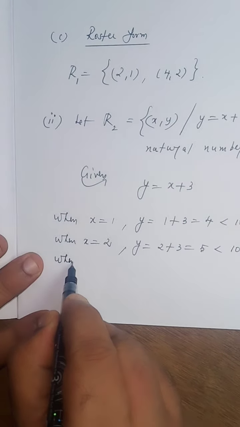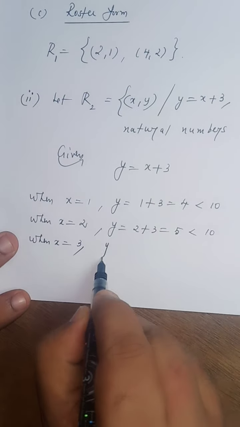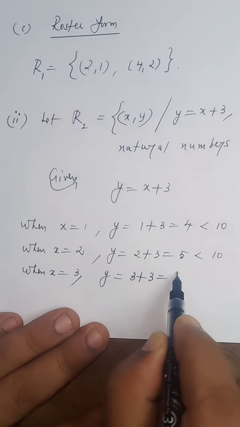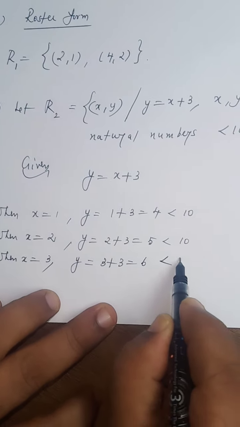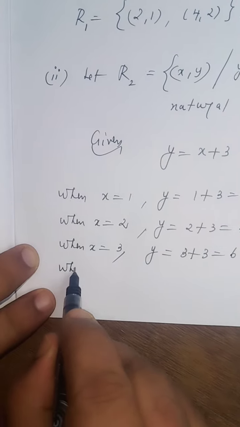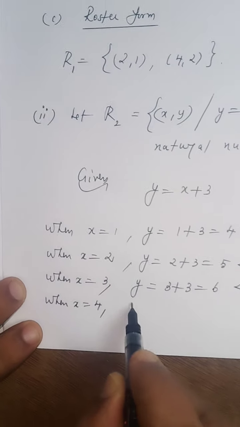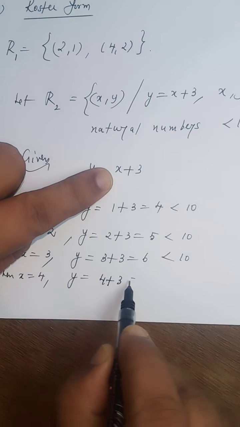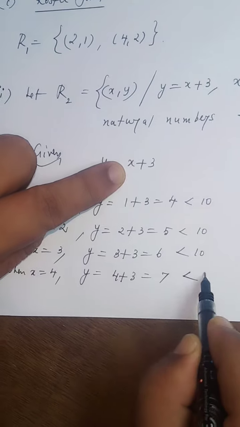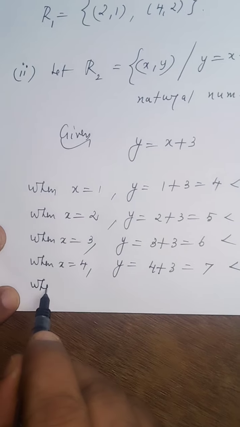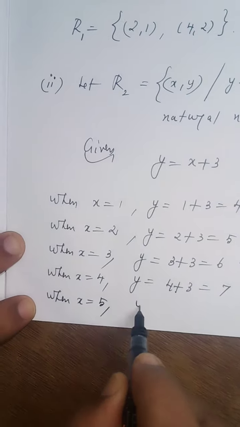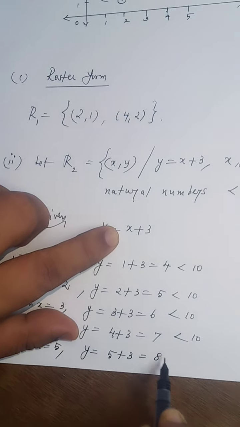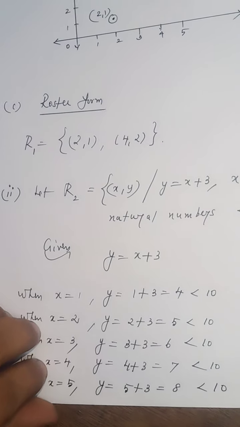Next, when x equals 3, I am going to calculate y. Substitute x equals 3: 3 plus 3 is equal to 6, surely less than 10. When x is equal to 4, y is equal to 4 plus 3, that is 7, which is less than 10. When x equals 5, y is equal to 5 plus 3, that is 8, which is less than 10.